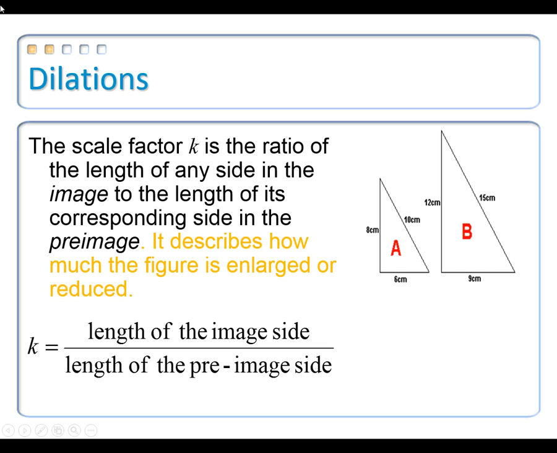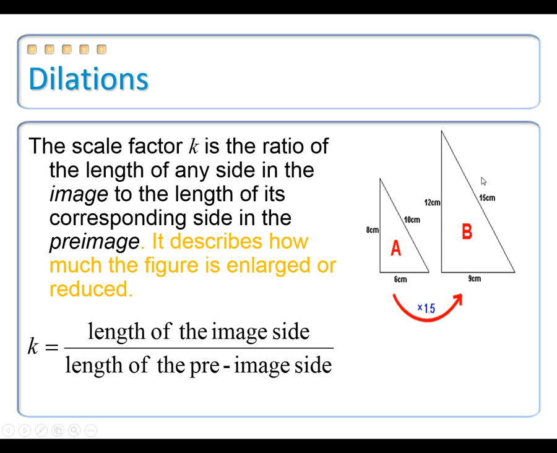So for example, let's say that triangle B is our image, and triangle A is the pre-image. You don't have to write this down, I'm just going through it. We know that triangle B is much larger than A. It's actually 1.5 times larger. And the way I figure that out is by calculating our scale factor.